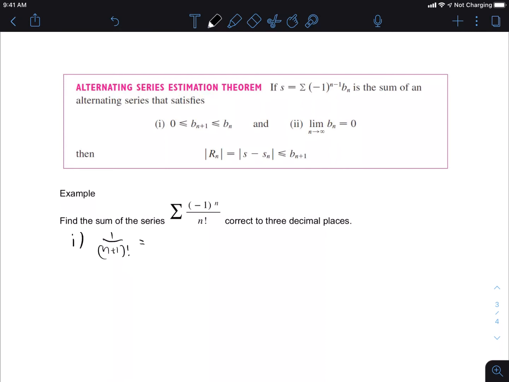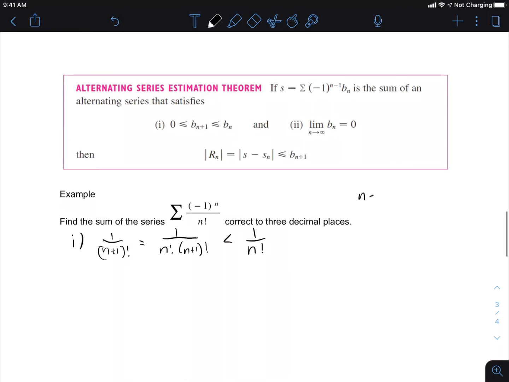But I can break it up to be n factorial times n plus 1 factorial, which will be less than 1 over n factorial. And all I really did there was use factorials as a term, right? So we know that n plus 1 factorial is equal to n plus 1 times n times n minus 1 times n minus 2, all the way till we get to multiplied by 1, right?